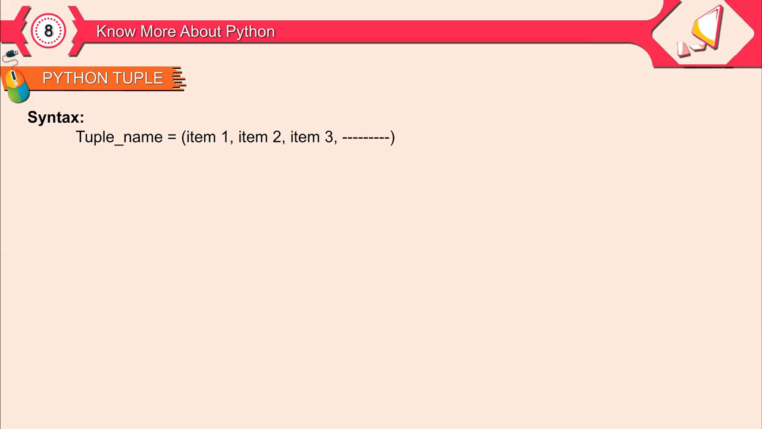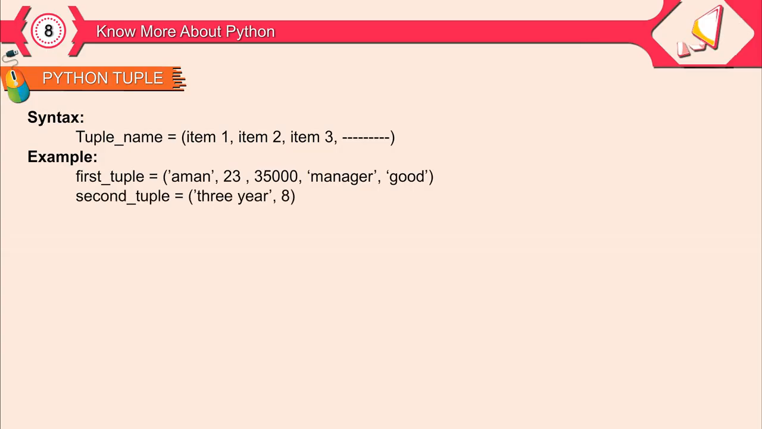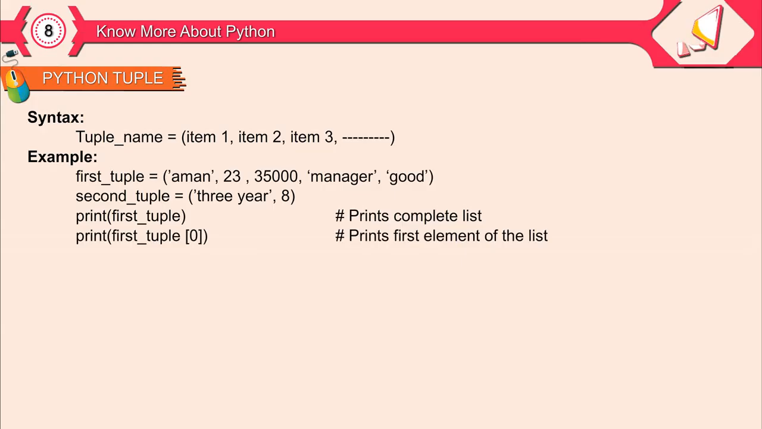Syntax: tuple_name = (item1, item2, item3). Example: first_tuple = ('Aman', 23, 35000, 'manager', 'good'). second_tuple = (3, 'year', 8). print(first_tuple) # prints complete list. print(first_tuple[0]) # prints first element of the list.